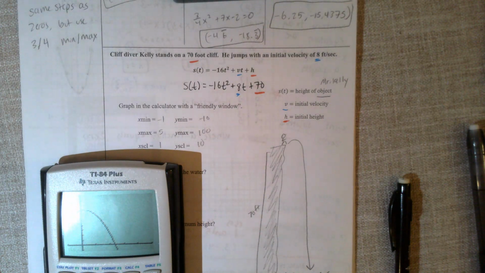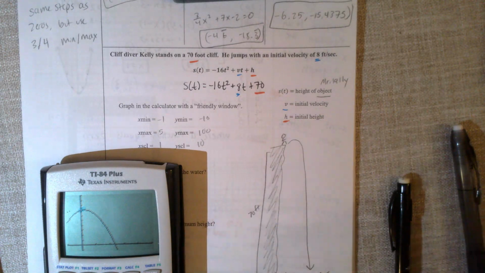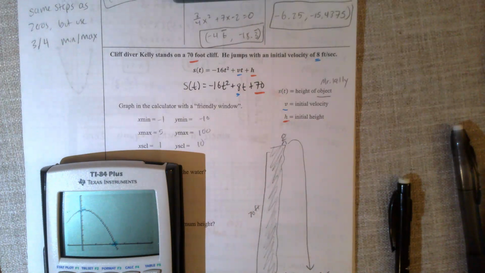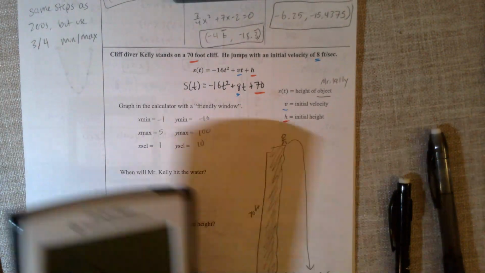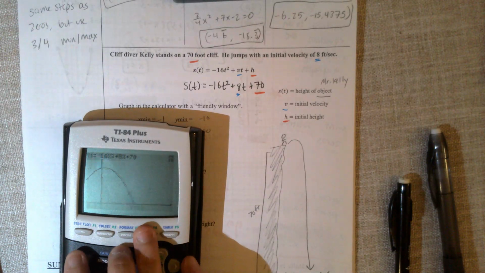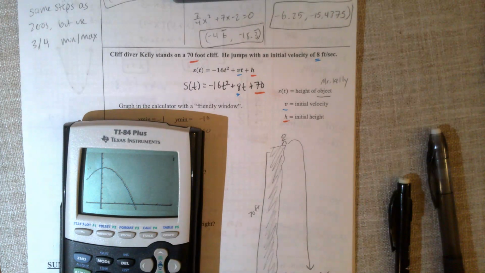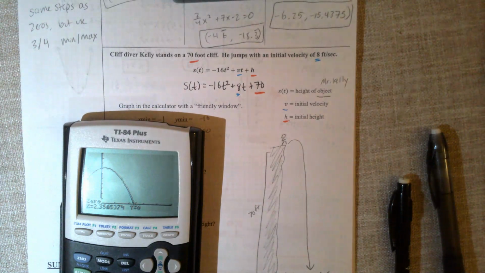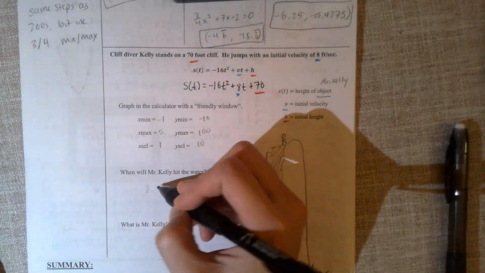Okay, so if we look at the graph, we can see this is Mr. Kelly, right? And then he jumps, and then he lands in the water right here, right? So the question is asking, when will Mr. Kelly hit the water? So we're going to look for our 0. We're going to set a left bound and a right bound, and we can see he hits the 0 at about 2.36. So 2.36 seconds.